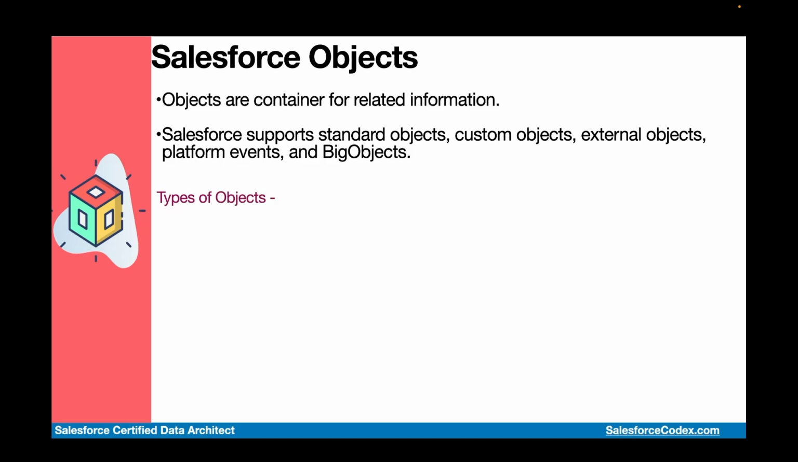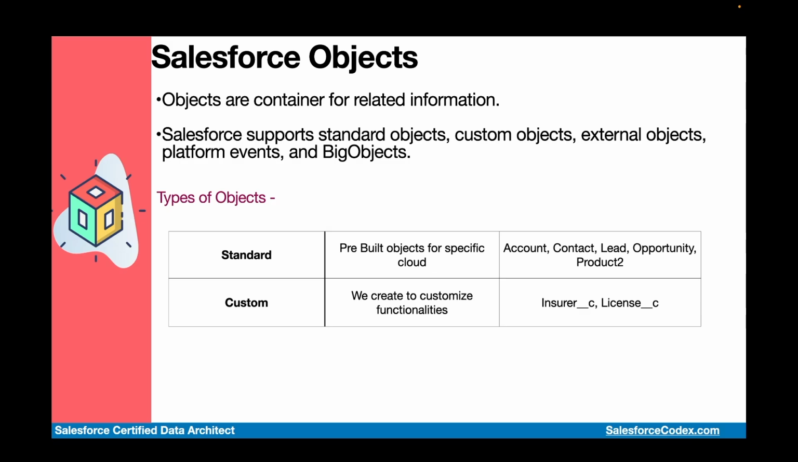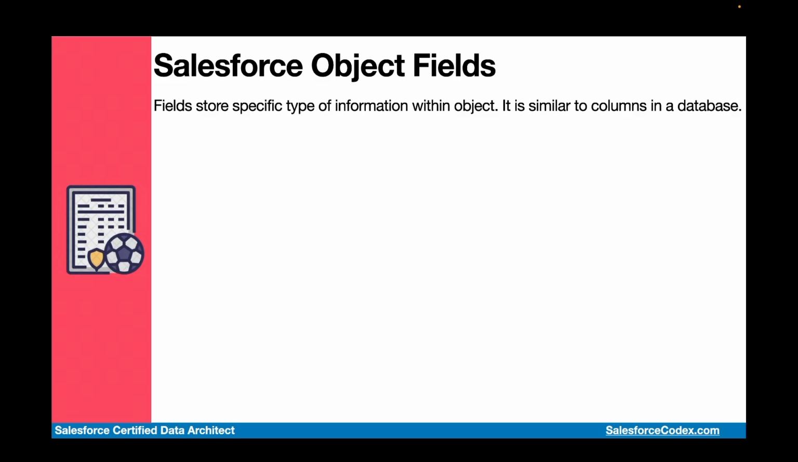Let's see what the types of objects in Salesforce are. We have standard Salesforce objects, which are pre-built objects for specific clouds, like sales and service cloud. We have a lot of standard objects like account, contact, lead, opportunity, and product. Custom objects, basically we create to customize our functionality, like we can create insurer or license for insurance domain projects, right? Salesforce provides a default page layout for each object. That is the beauty of Salesforce applications, right? You don't need to create a page layout. It will automatically create a page layout for each object, whether it's custom or standard.